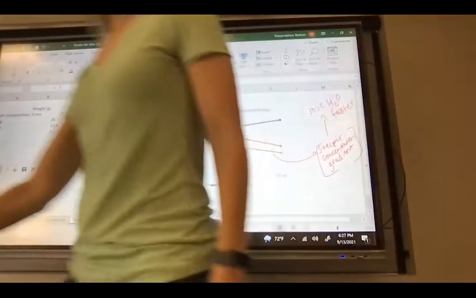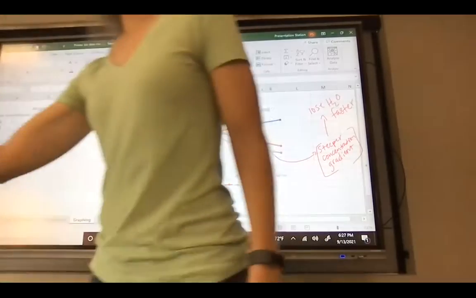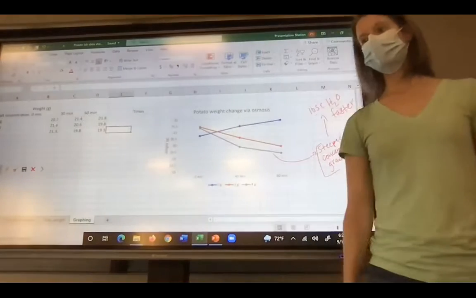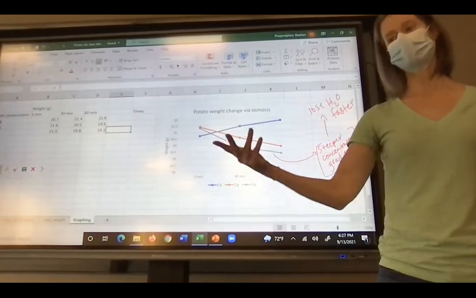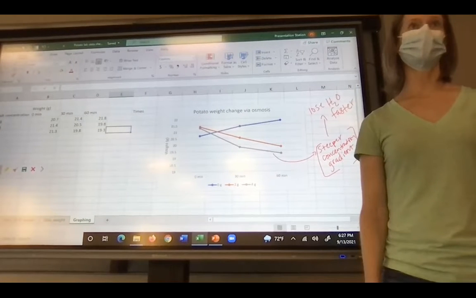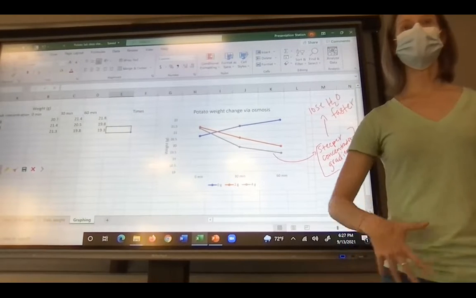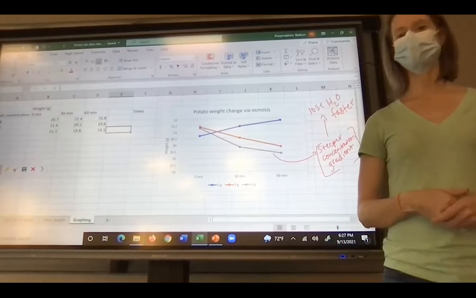Okay. Any questions about that experiment? So that covers hypothesis 3 and 4. 3 was generally which way is water moving, into or out of the potato in our case. And then the steepness of the concentration gradient was hypothesis 4. The more hypertonic the solution, the faster that water is going to be moving out of the cells.